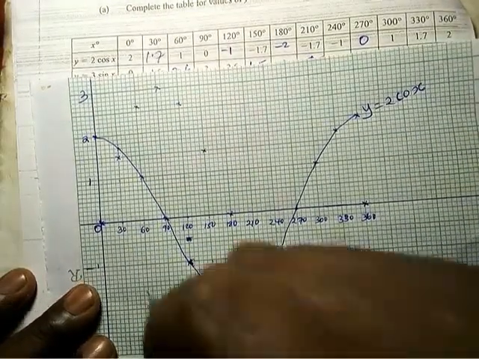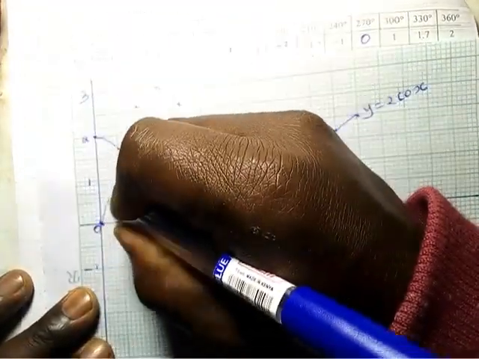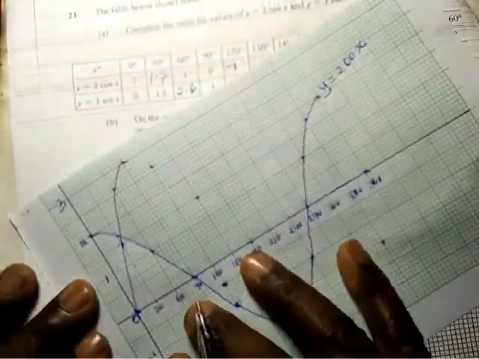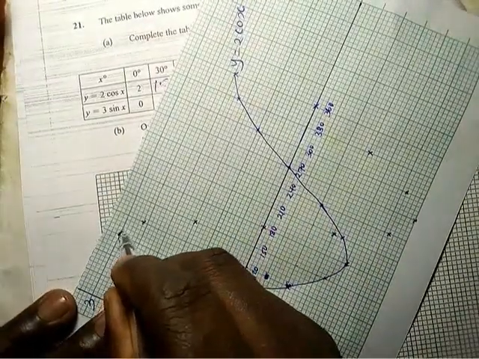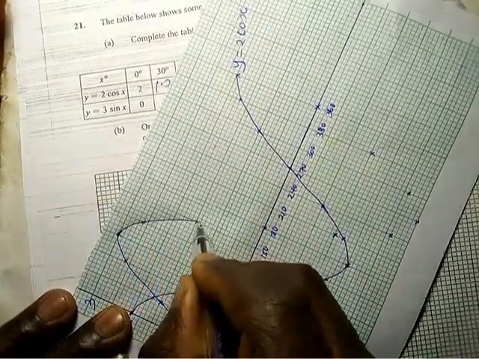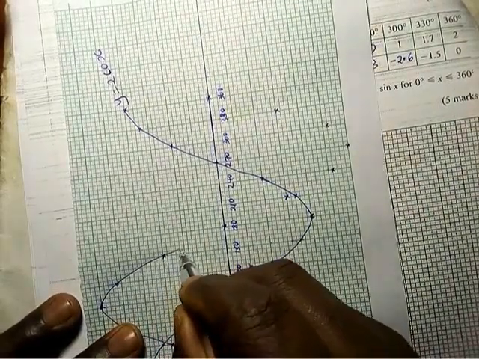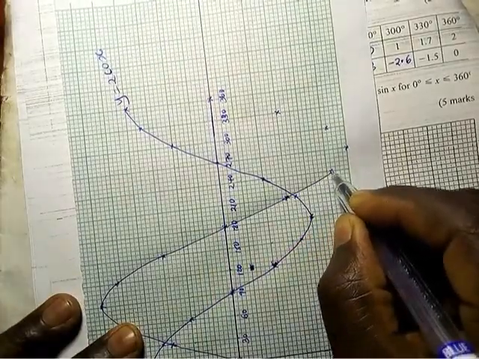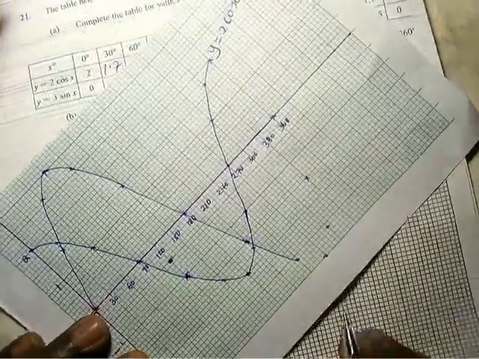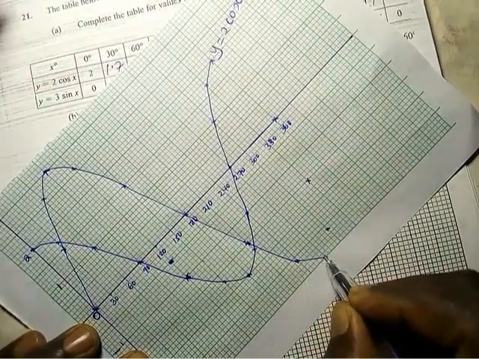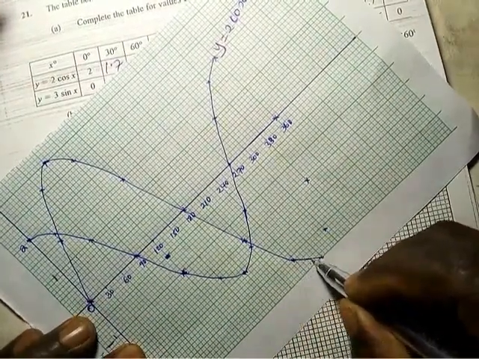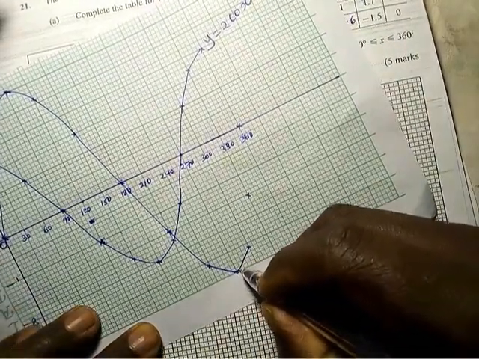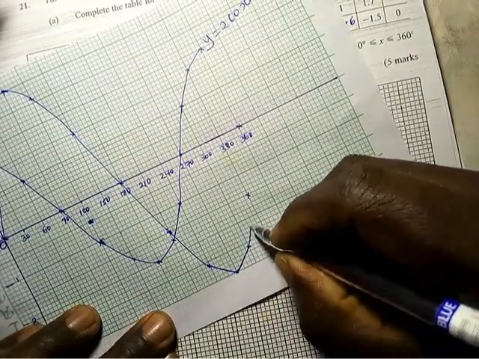Now after finishing plotting, you draw the smooth curve like this. You don't use a ruler, you just use a free hand, like this. A smooth curve like that. You see I'm using a free hand.